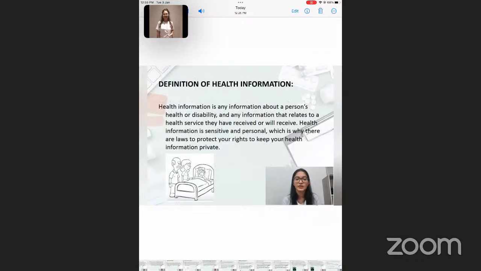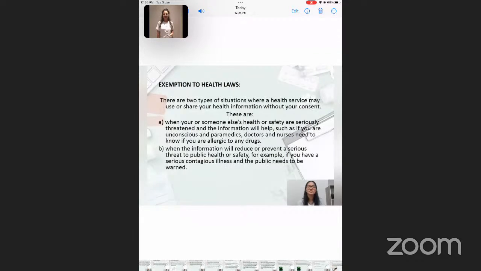Definition of health information. Health information is any information about a person's health or disability and any information that relates to a health service they have received or will receive. Health information is sensitive and personal, which is why there are laws to protect your right to keep your health information private.